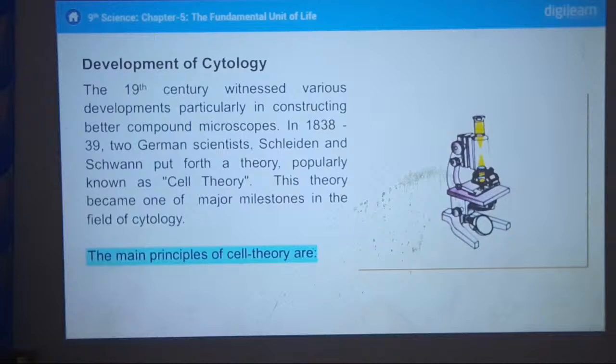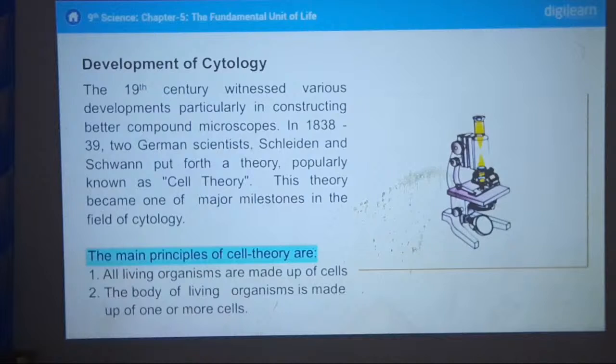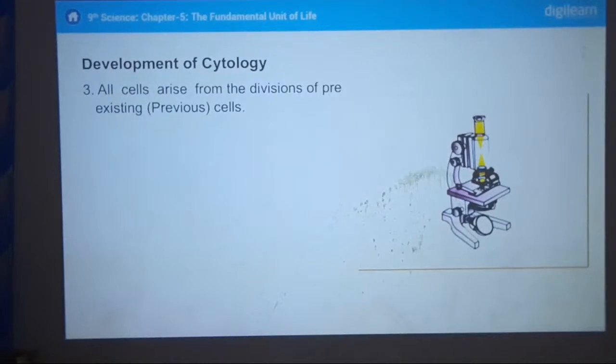The main principles of cell theory are: all living organisms are made up of cells. The body of living organisms is made of one or more cells. All cells arise from the division of pre-existing cells.